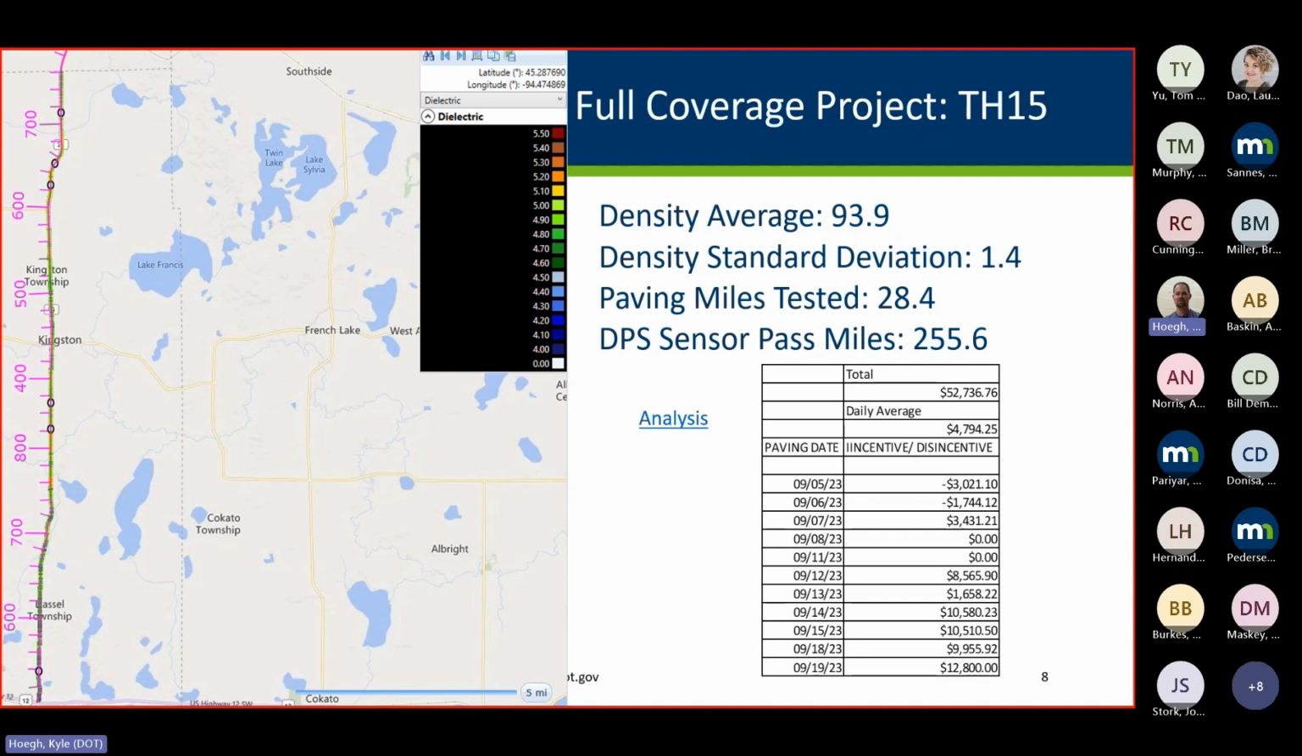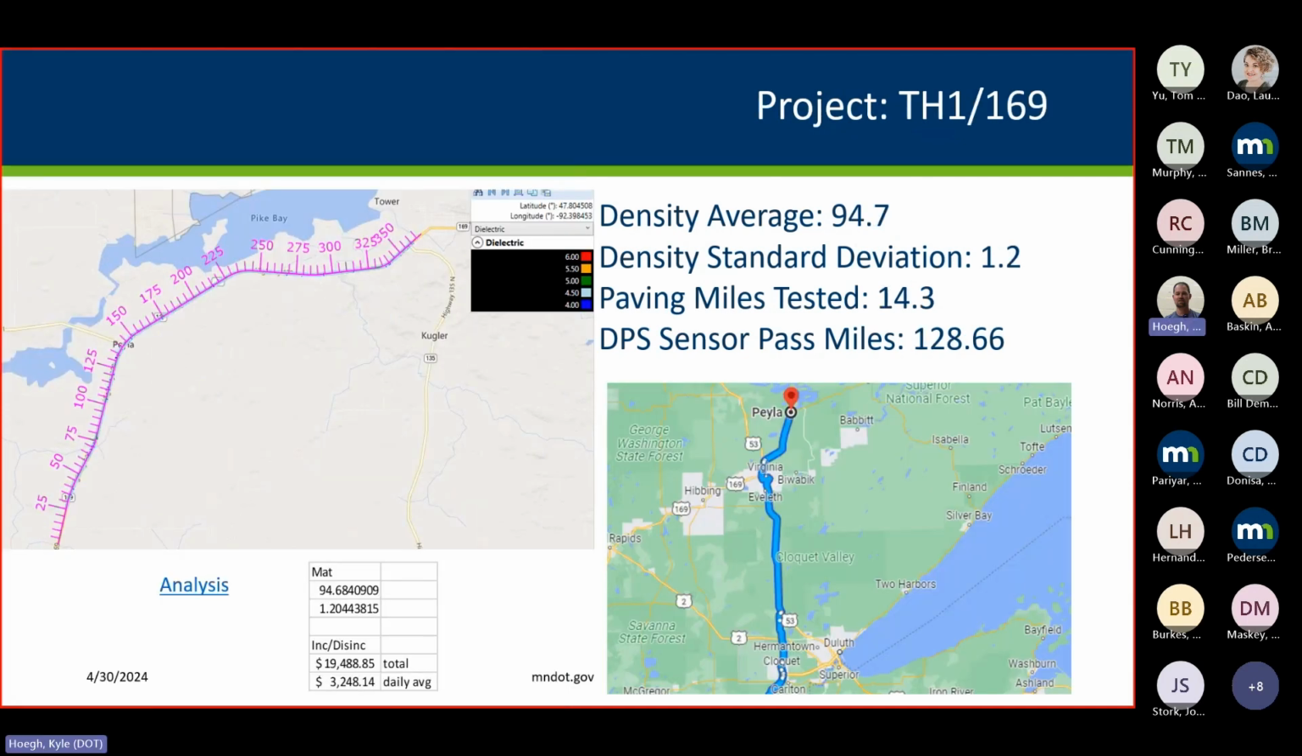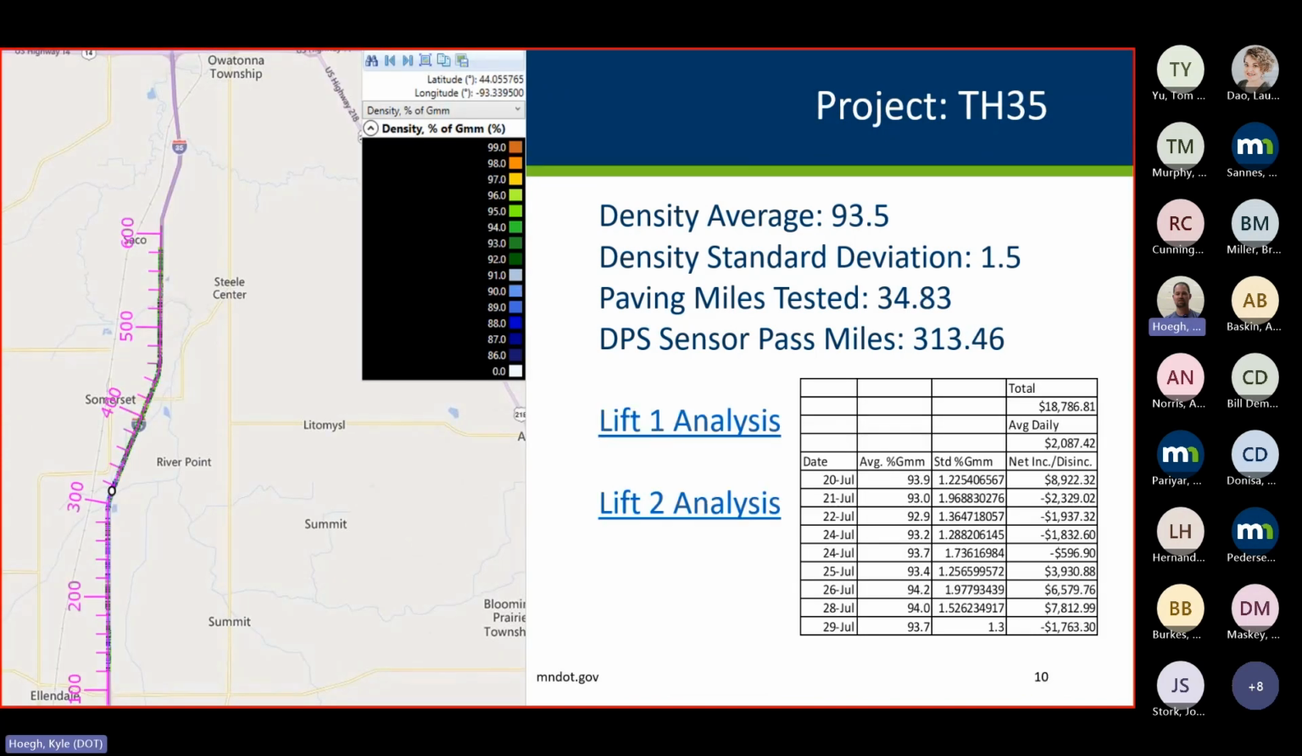This is just another project that they did outstanding on, up by Duluth on Highway 1, with an average density of around 95. And again, incentive-wise, based on limited cores, there's only so much you can pay out on projects like this where they do a really, really good job. So this is just a little bit of a teaser for the Orlando conference in September.